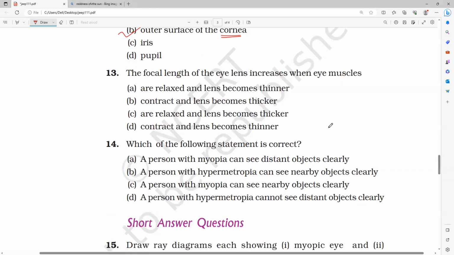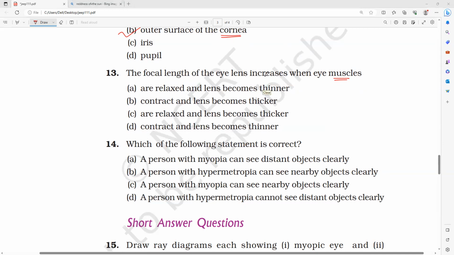Next, the focal length of the eye lens increases when the eye muscles are relaxed or contracted? Power of accommodation paragraph, you can see that, everybody. I have the old book, all of you open power of accommodation, human eye. There you can see power of accommodation, first paragraph. When the muscles are relaxed, the lens becomes thin, thus its focal length increases. Third line, you can notice it. Am I right, everybody?